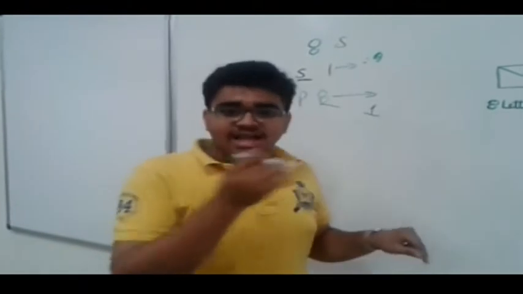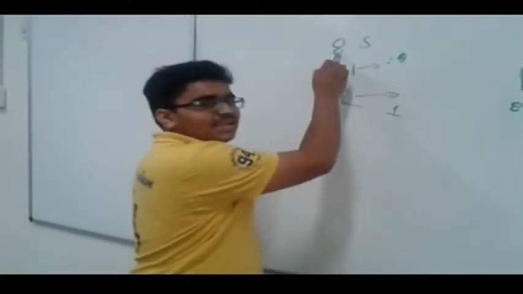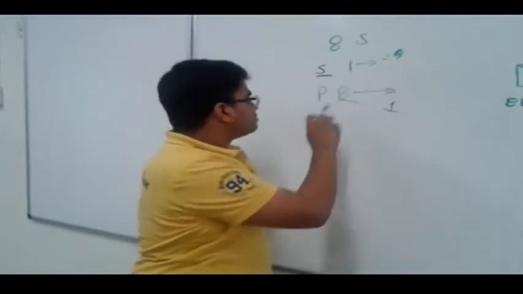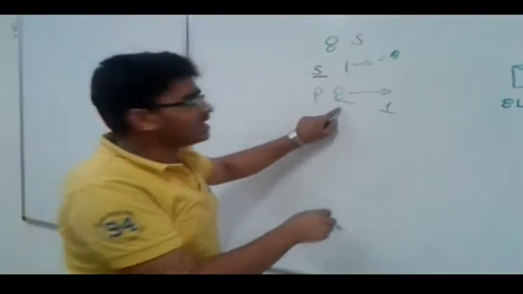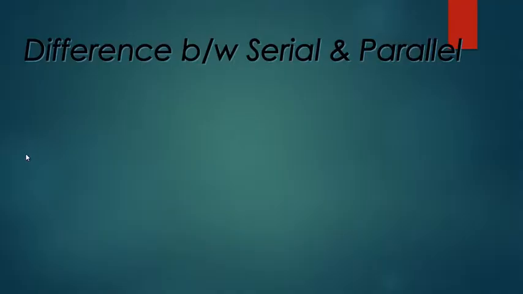But the advantage of the serial port lies in this. The advantage of the serial port is that, to send these 8 bits, we need only one wire. But in a parallel port, since we are sending 8 bits at one time, we need 8 different wires.